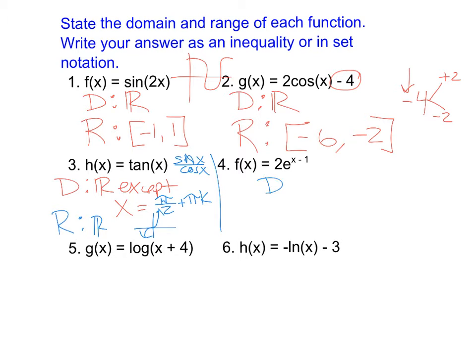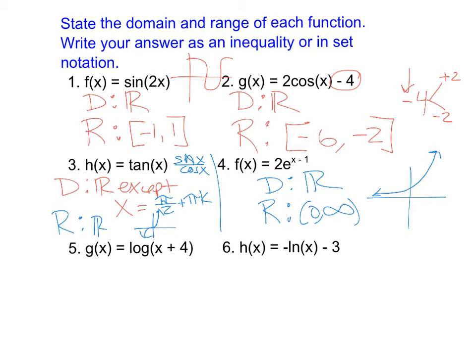All right, domain, again, all real numbers. All right, so an exponential looks like this. So it's all real numbers. For the range, you'll never get a negative because a negative exponent drops you into the denominator, doesn't make it negative. So it's 0 to infinity.